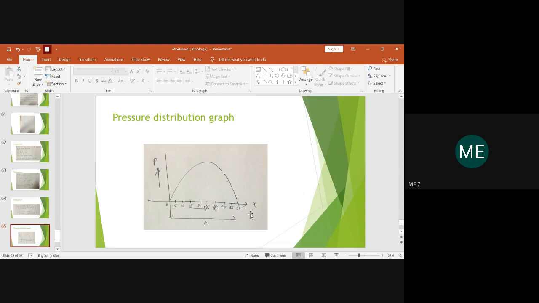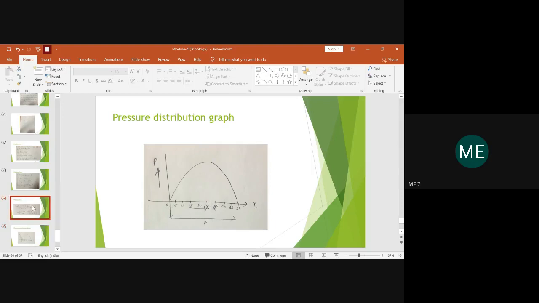At some particular point, you will be having the maximum pressure value. So that will be the point where you will be having the maximum load bearing capacity, because the thumb rule is where the pressure is high, it can bear a maximum amount of load.